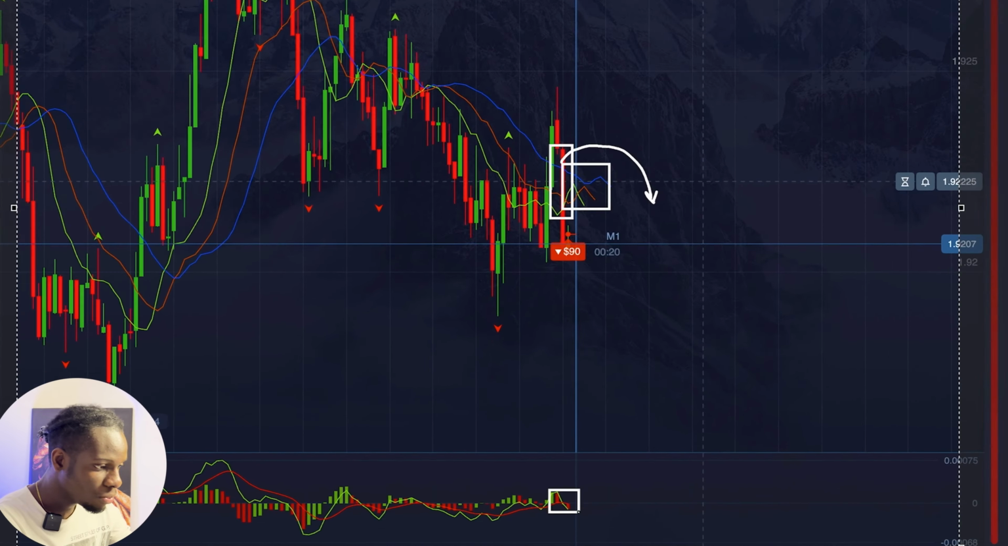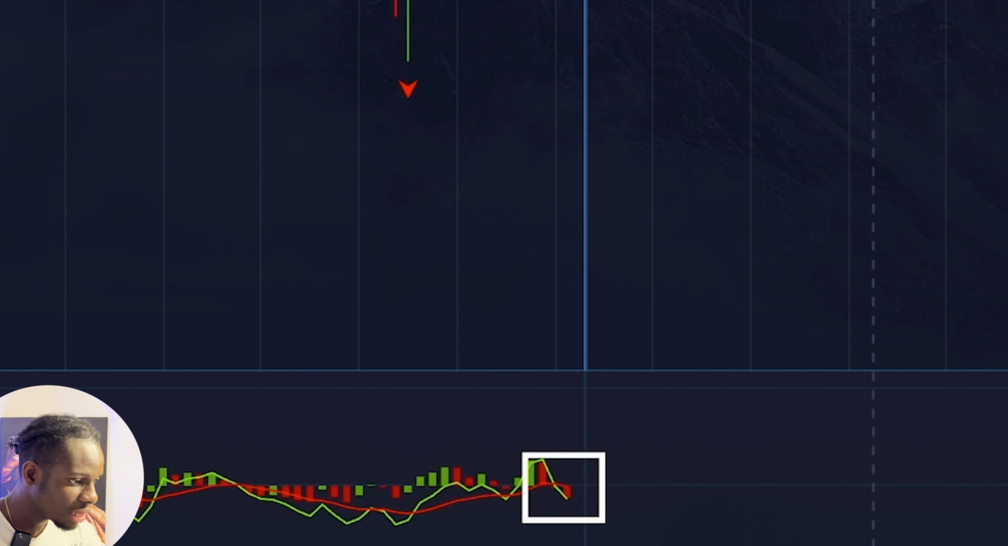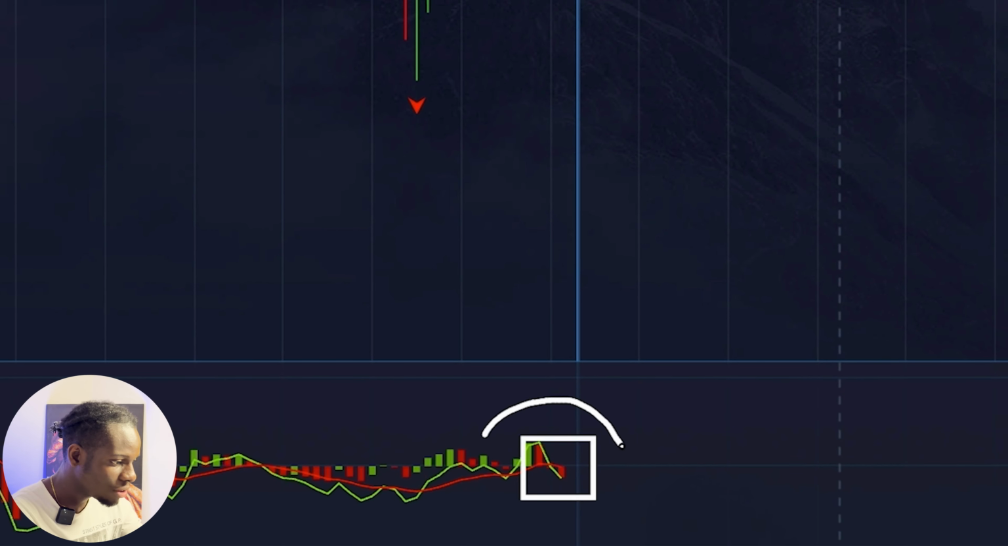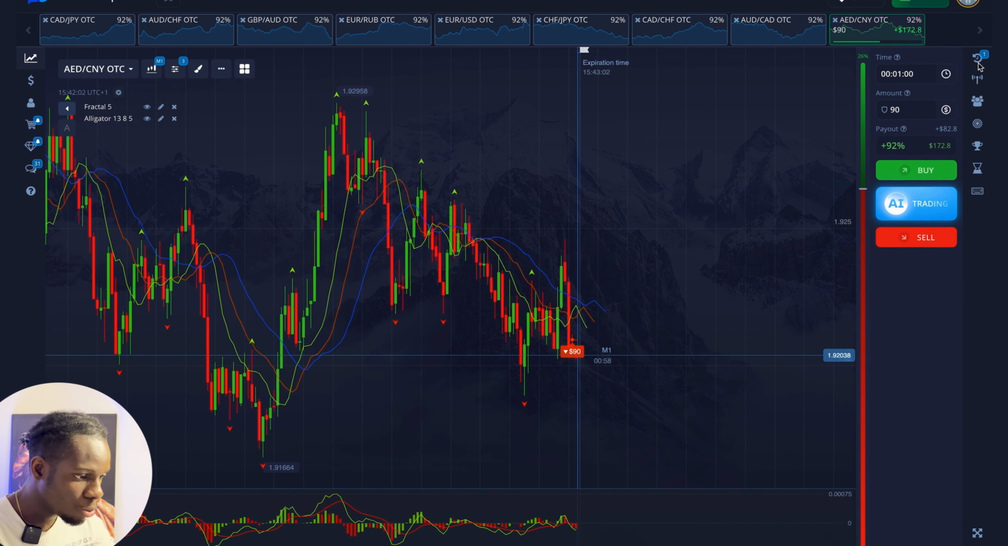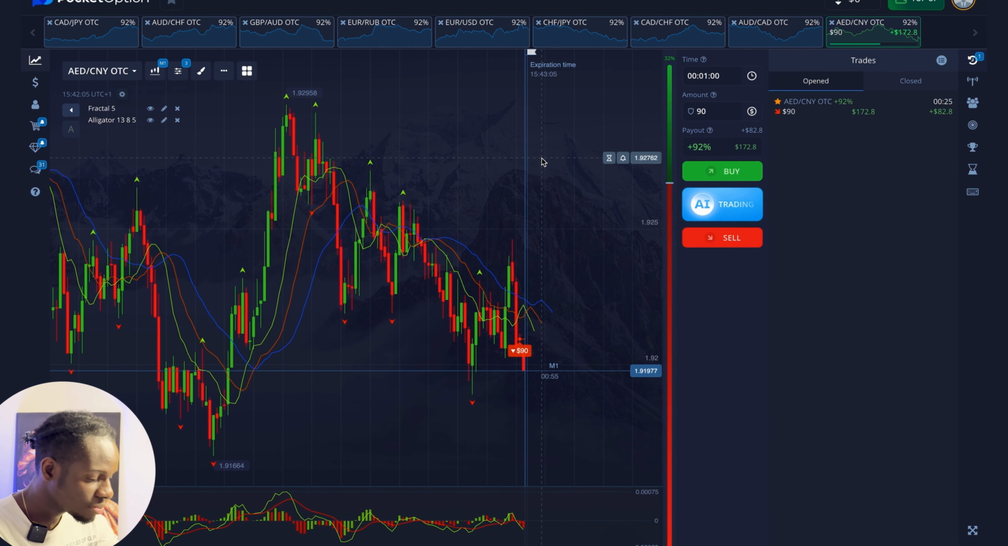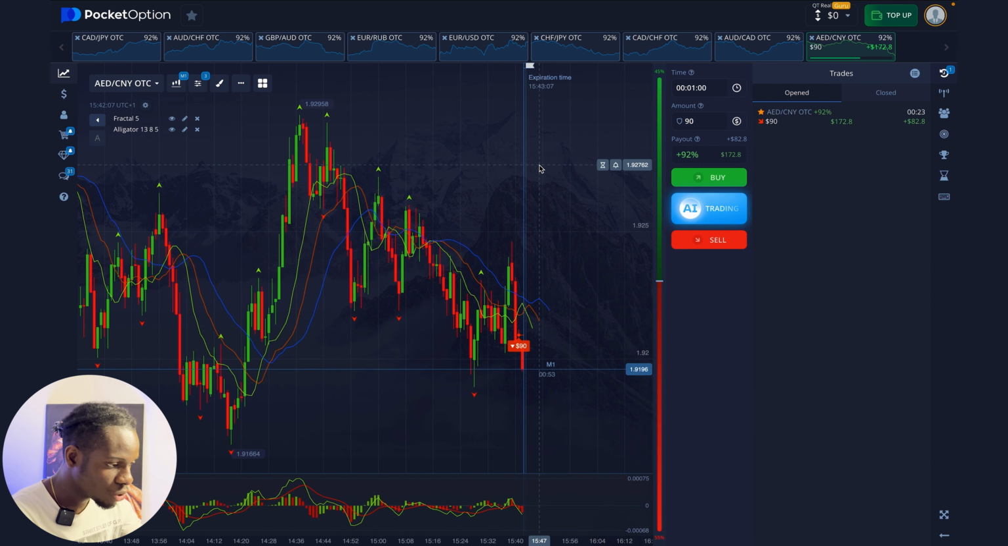And also we can see the signal line and the moving line of the oscillator have intersected from top to bottom. This is also providing a very strong signal to open a trade for a short. Let's see how this one closes.